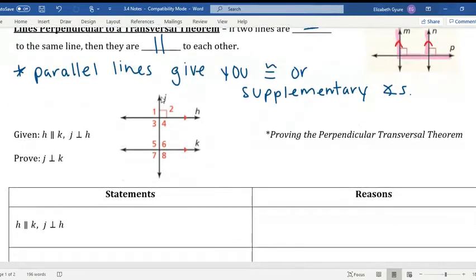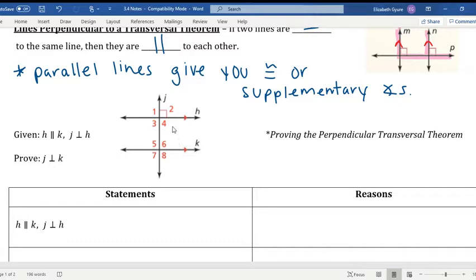So all we're going to do now is do 3 proofs and then we're done. Okay, so it shouldn't be too bad. This first proof, we are given that line H is parallel to K. You'll notice the little triangles in there. Remember, that means they're parallel. And that line J is perpendicular to H. We're going to prove that if it's perpendicular to H, it's also perpendicular to K.